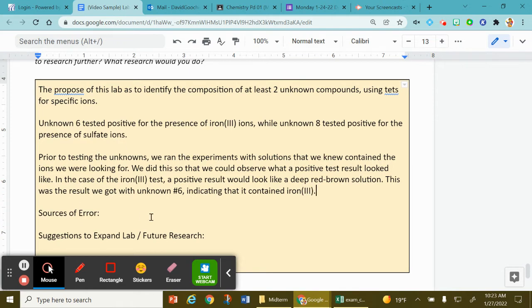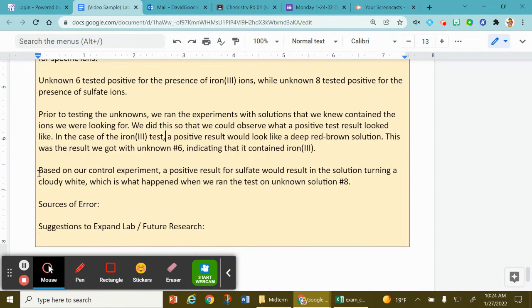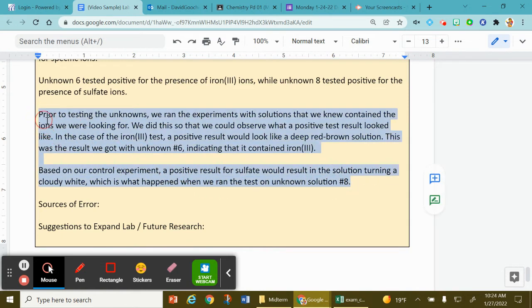I'm going to pause this real quick and write up my explanation for the sulfate ion as well. Pausing. There we go. Based on our control experiment, a positive result for sulfate would result in the solution turning a cloudy white, which is what happened when we ran the test for unknown solution 8. Again, this is all you need to explain.